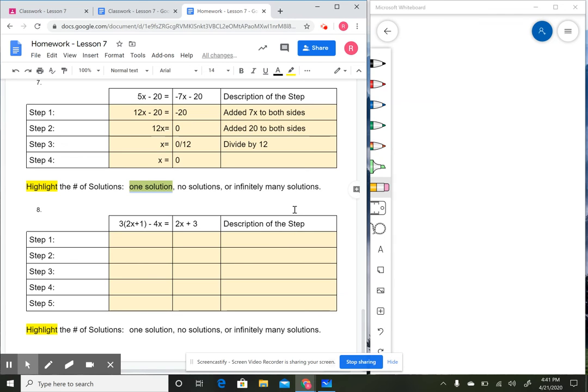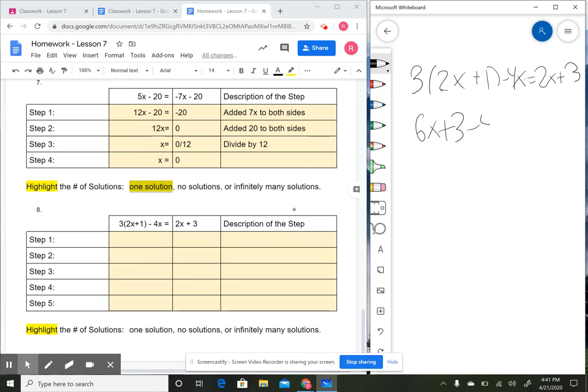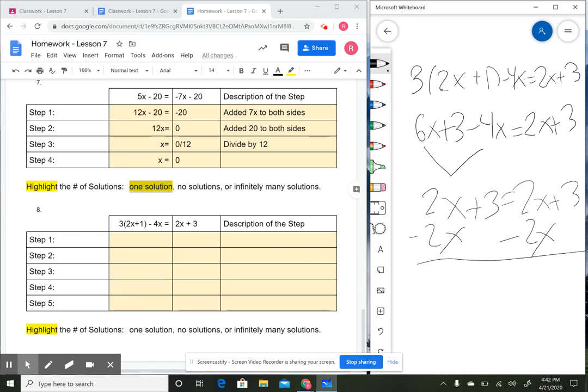Now for this one, the last one, 3 times 2x plus 1, minus 4x is equal to 2x plus 3. So I'm going to do the distributive property first. 3 times 2x is 6x. 3 times 1 would be 3, minus 4x is equal to 2x plus 3. So notice that these two both have x's on the same side of the equation, so you combine like terms. And then I'm going to subtract 2x on both sides. And so 3 equals 3.